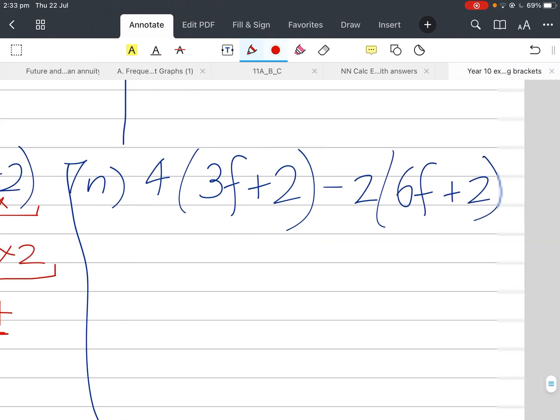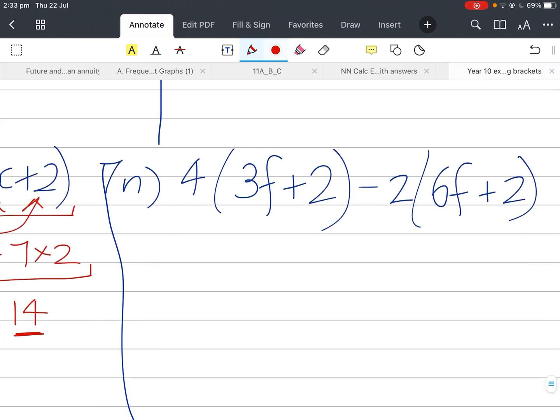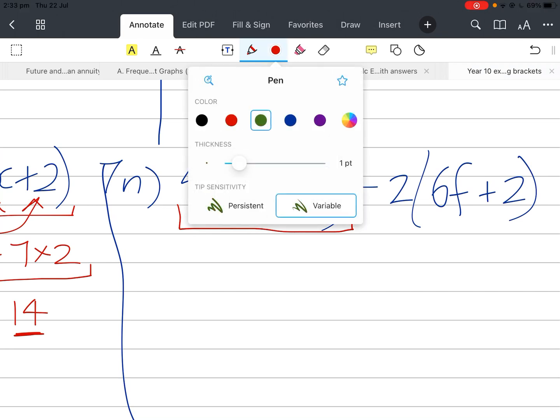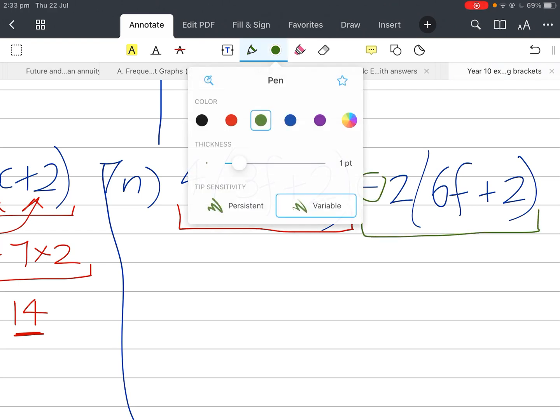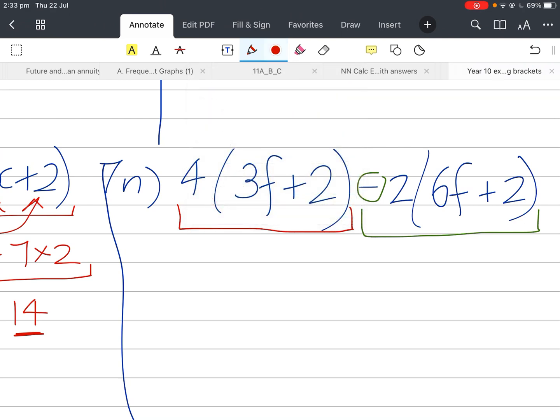Here comes one with 2 sets of brackets. Can you guess what you've got to do here? So you basically have to go that set of brackets first. I'm going to do that in red. And then I'm going to do this set of brackets, including the negative, in green so you can see the difference. Okay? All right, let's go back to the red. Here we go.